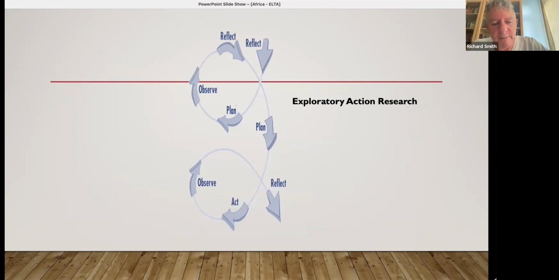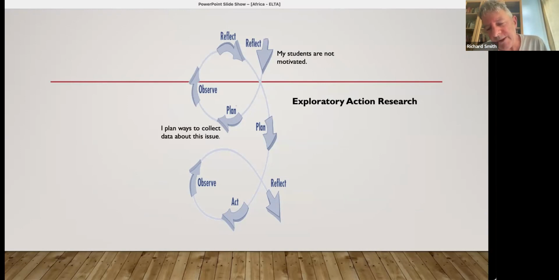Now, let me give you an example of exploratory action research, which is a bit different. Same starting point. My students are not motivated, but this teacher doesn't immediately think how to change the situation. They want to explore the situation first. So they're going to plan to get data about this issue, to explore whether students really are not motivated, because that's what the teacher thinks that they are.